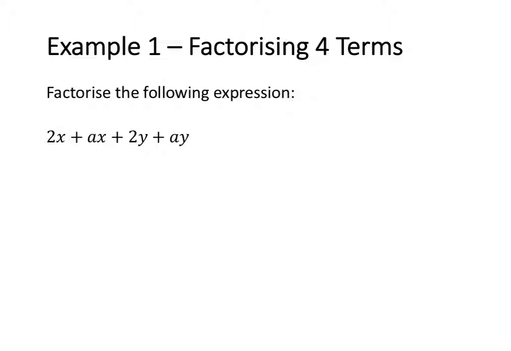The easiest way to do that, first up, is to group the first 2 together and then group the second 2 together. So that is going to equal 2x plus ax and then 2y plus ay. And to make sure my groups are going to work, I want to make sure that I've got a common term between both. So in my first pair, I've got an x and an x. In my second pair, I've got a y and a y.